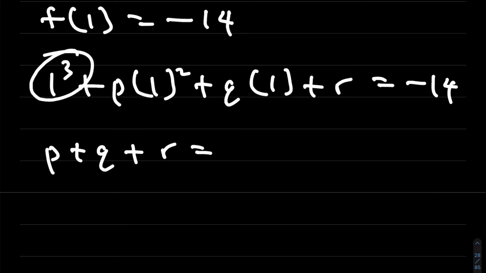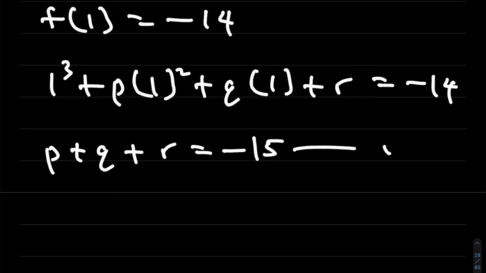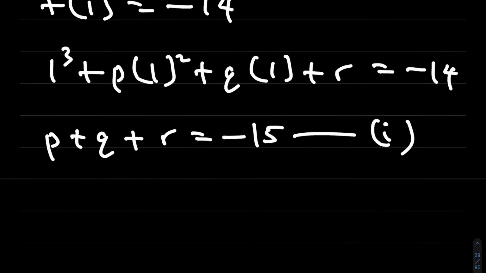This is going to be 1. When it goes to the right hand side, it becomes minus 1. So that's minus 14 minus 1, which is minus 15. Let's make that equation 1.